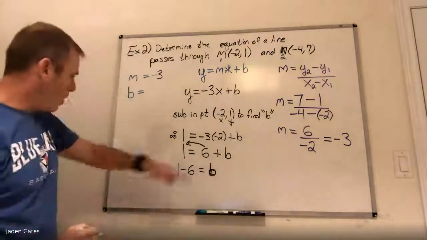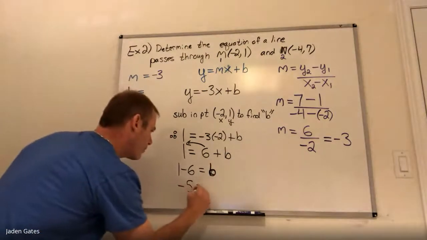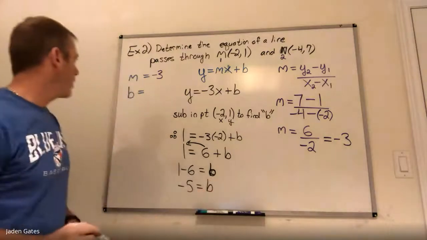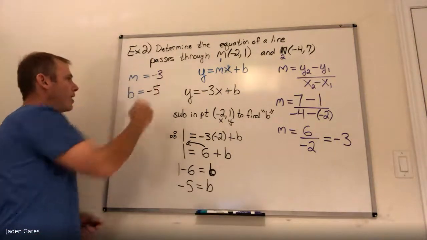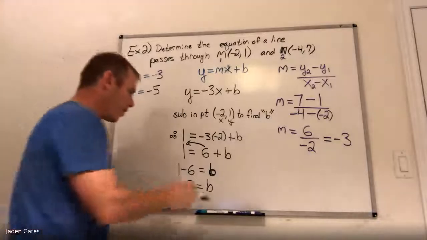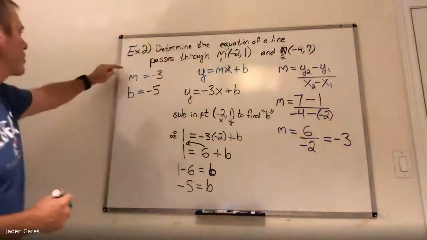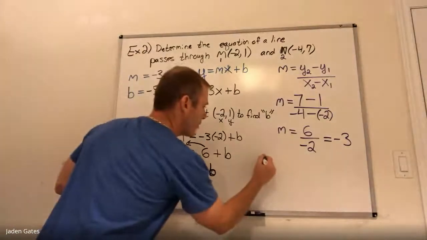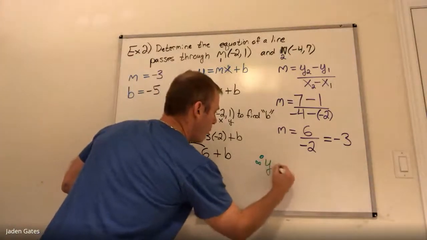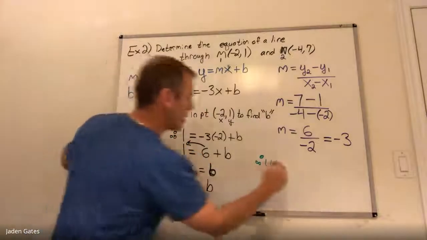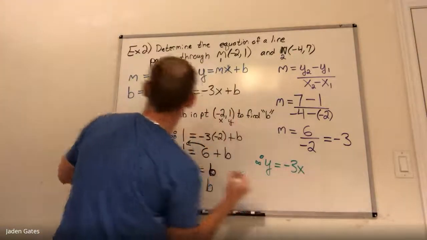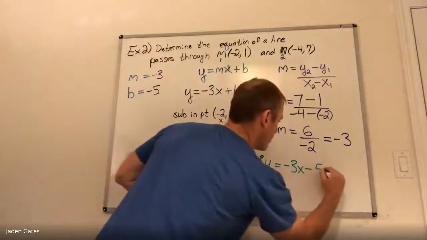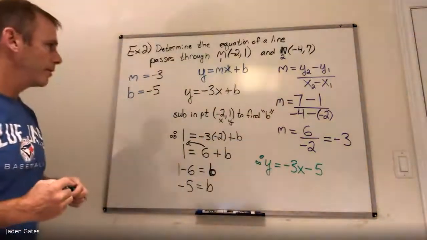All right, and well, 1 minus 6 is -5. So there's my b value of -5. Once again, now that I've got all the information that I need, I've got my slope, I've got my y-intercept, I can write the equation of the line. So I have therefore y is equal to, my slope was -3, so I have a -3x, and my y-intercept was -5. There we go.